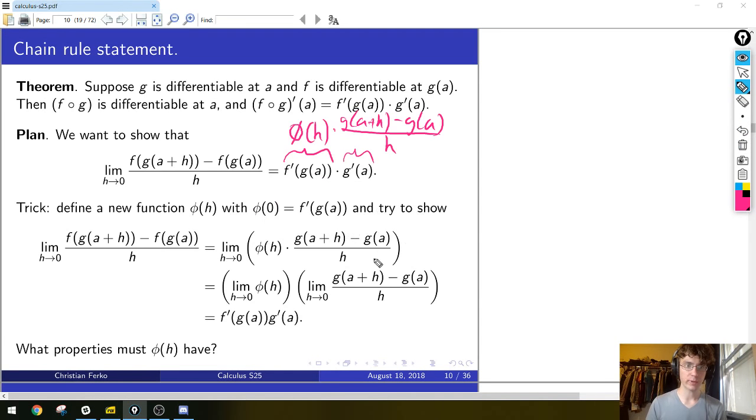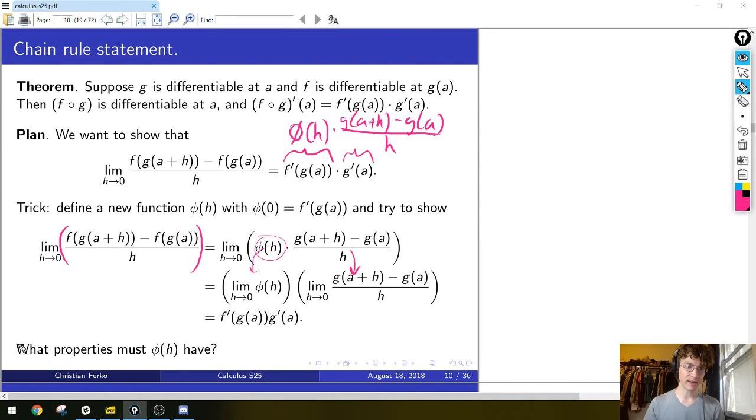And we're going to try to show that we can take this limit and split it into a product inside the limit of these two factors. Then if we prove phi is continuous, which is going to be a big step, we're allowed to split this into two limits. Because if phi is continuous, both limits exist, and we've proven you can split a product of limits into the limit of the product when both of them exist.